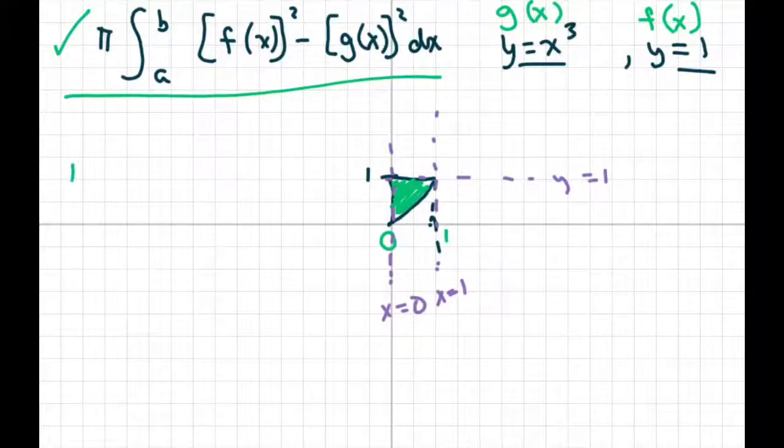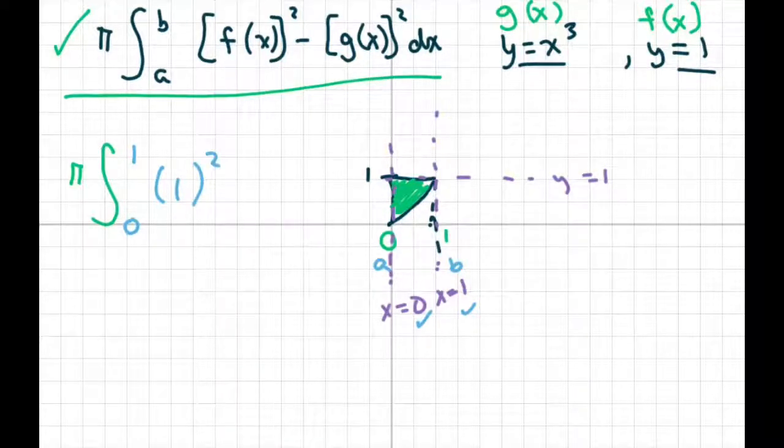So we're going to have pi, and then we're going from our x's, this is your a to b, from 0 to 1. Your f of x is 1, so you're going to write 1 squared minus, this is your g of x, x cubed squared, dx.